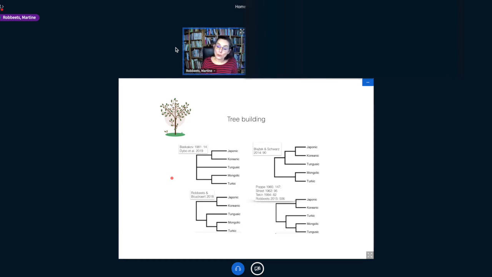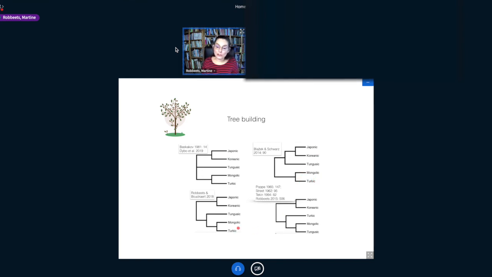And although the trees converge, there's one big point of dispute, and that is the position of the Tungusic branch in the tree. As you can see in this tree, the Tungusic branch comes in the middle. It's one out of three branches that splits from the ancestral language family. And here, in another classification proposed by Blažek and Schwarz, Tungusic is a part of the Japano-Koreanic cluster. So it splits away from Japano-Koreanic and it clusters more closely with Japano-Koreanic than with Mongolic and Turkic.